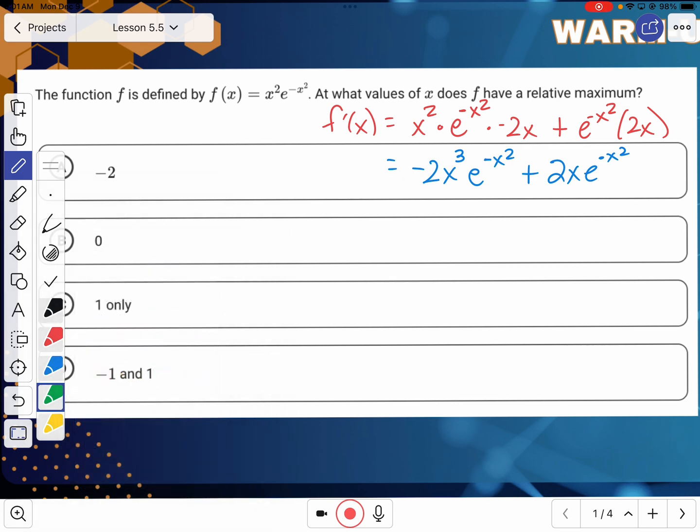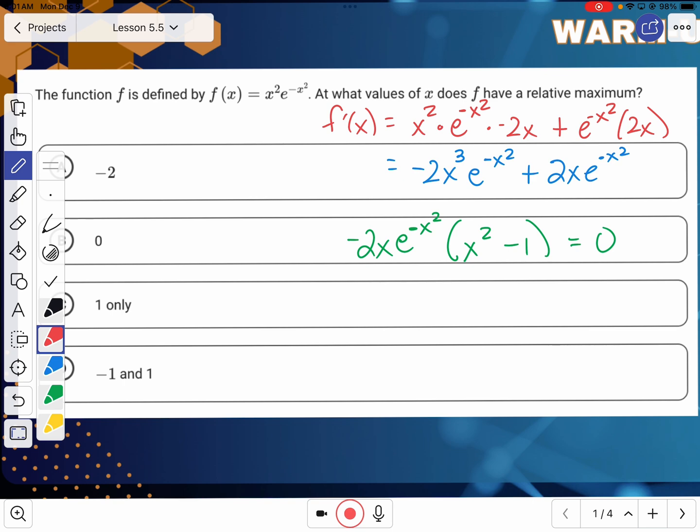Okay. Now, in order for us to simplify this, we're going to have to find its zeros. So I can definitely pull out an e to the negative x squared. And then I'm going to pull out a negative 2x. So that's going to leave me an x squared minus 1. And then I'm going to set it equal to 0. Why do I need to set it equal to 0? For the critical points. Okay.